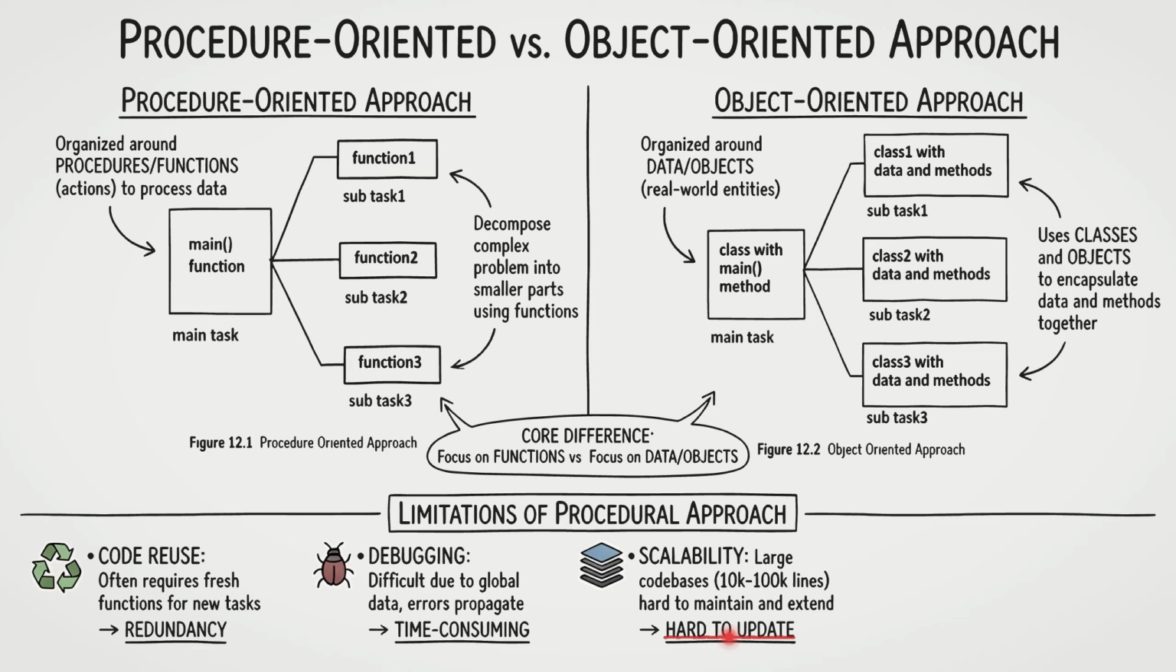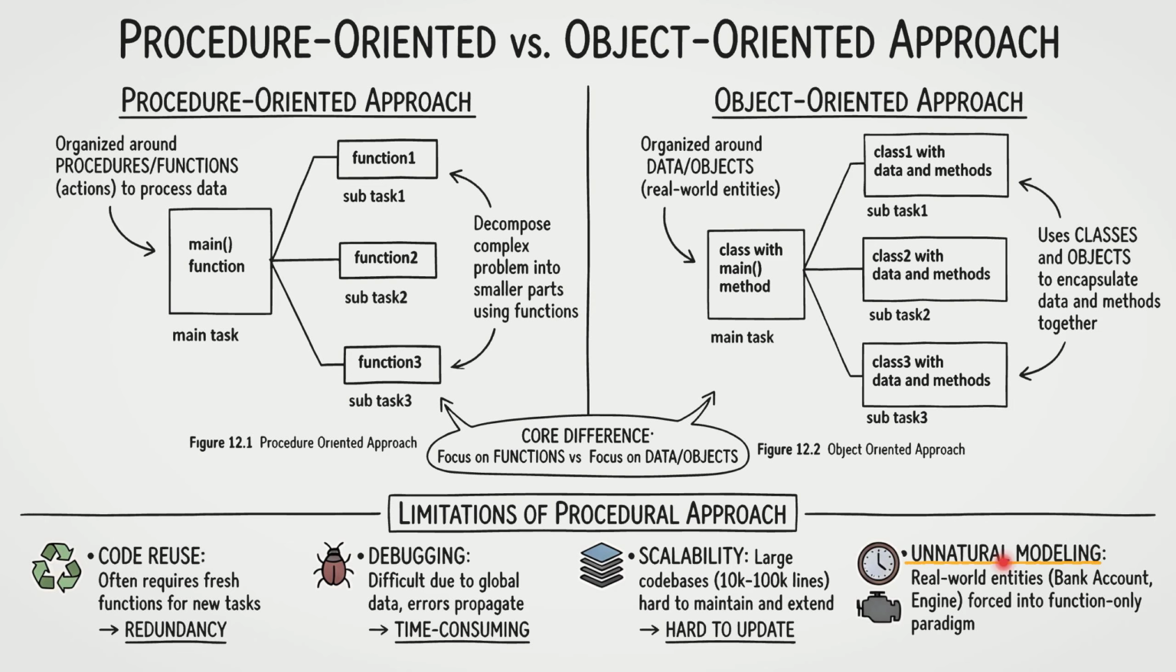Finally, procedural programming can result in unnatural modeling. Real-world entities like a bank account or a car engine do not exist as mere sequences of steps. They possess unique properties and behaviors. Forcing these rich entities into a function-only paradigm always leads to awkward and complex code structures. The key takeaway here is that while procedural coding is great for simple math steps, large robust systems require the encapsulated real-world modeling of the object-oriented approach.